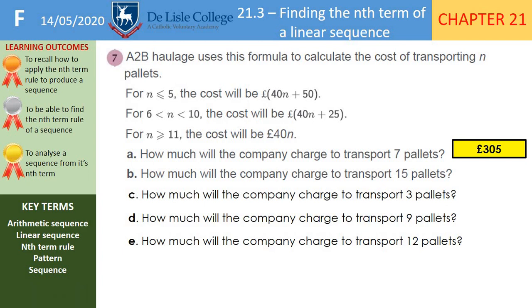If you feel confident, pause the video, have a go at this B part question. Right, if you're not confident, I'll go through it with you, but you still want to have a go. So this time we're transporting 15 pallets, which fits into this criteria here. The number of pallets is greater than or equal to 11. So we substitute the 15 here, and we do 40 times 15, and you should get £600.